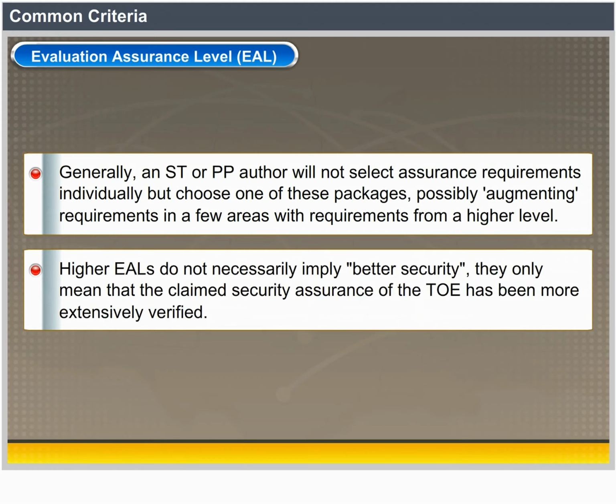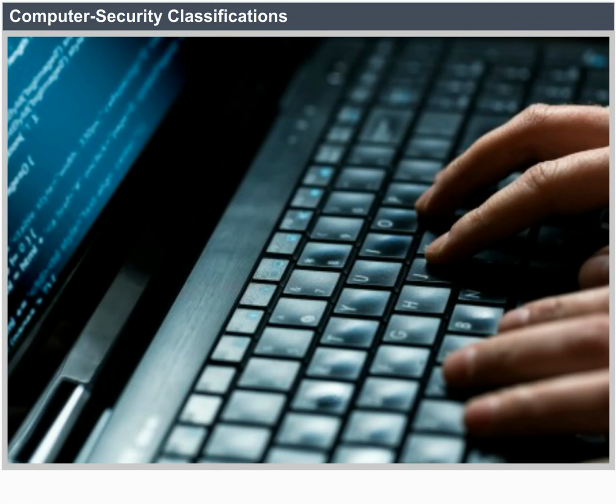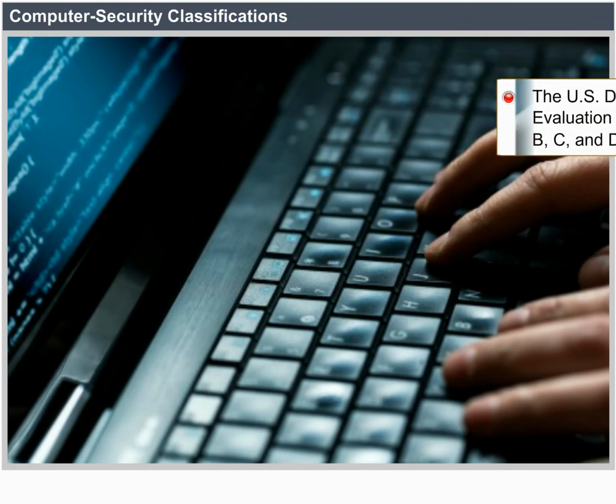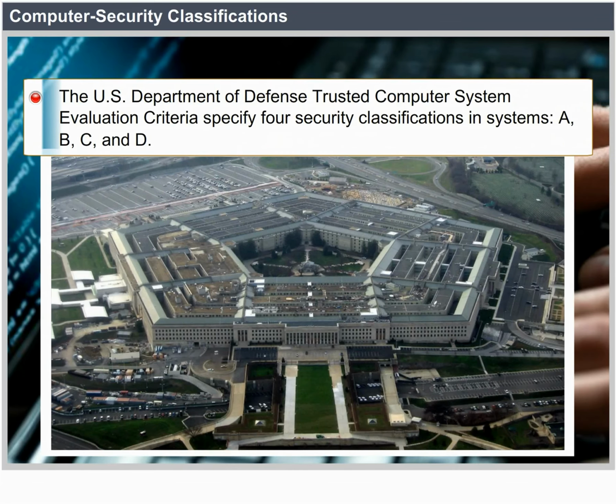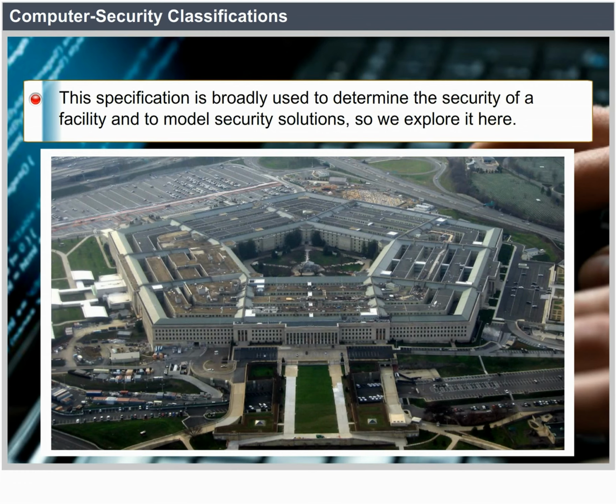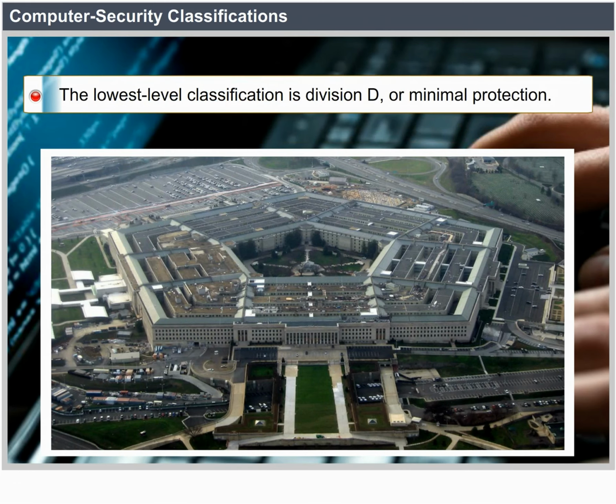Computer Security Classifications. The U.S. Department of Defense Trusted Computer System Evaluation Criteria specify 4 security classifications in systems: A, B, C, and D. This specification is widely used to determine the security of a facility and to model security solutions, so we explore it here. The lowest level classification is Division D, or Minimal Protection.